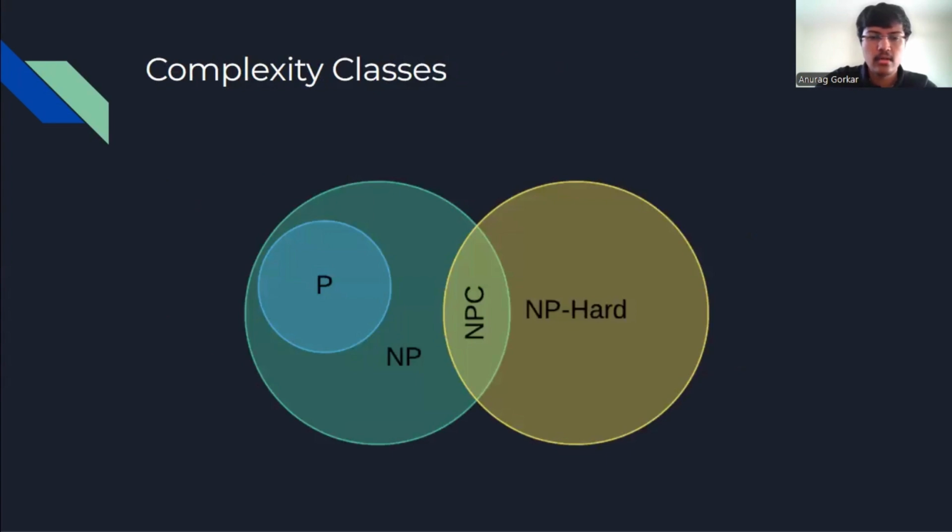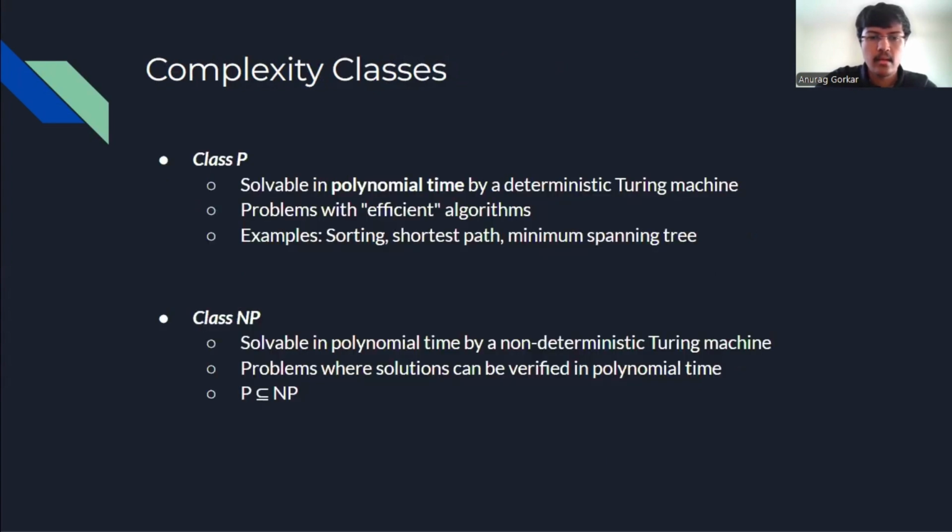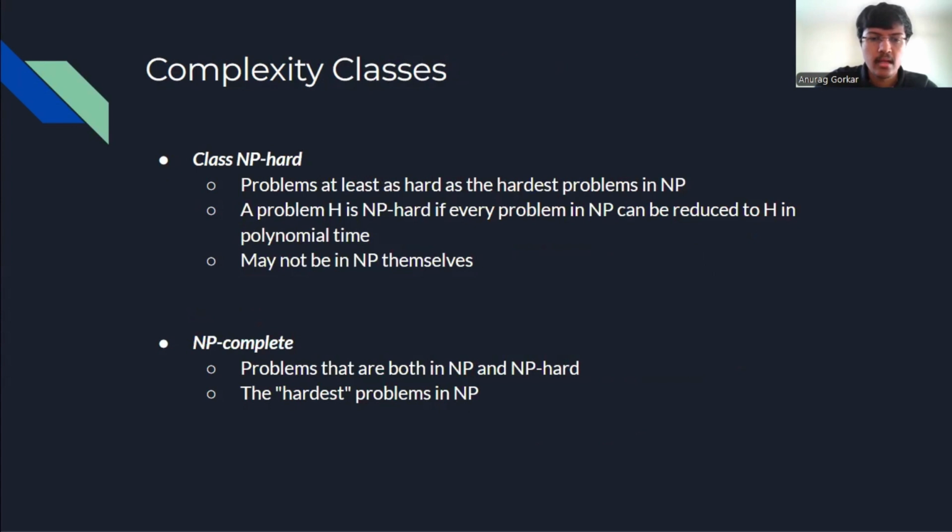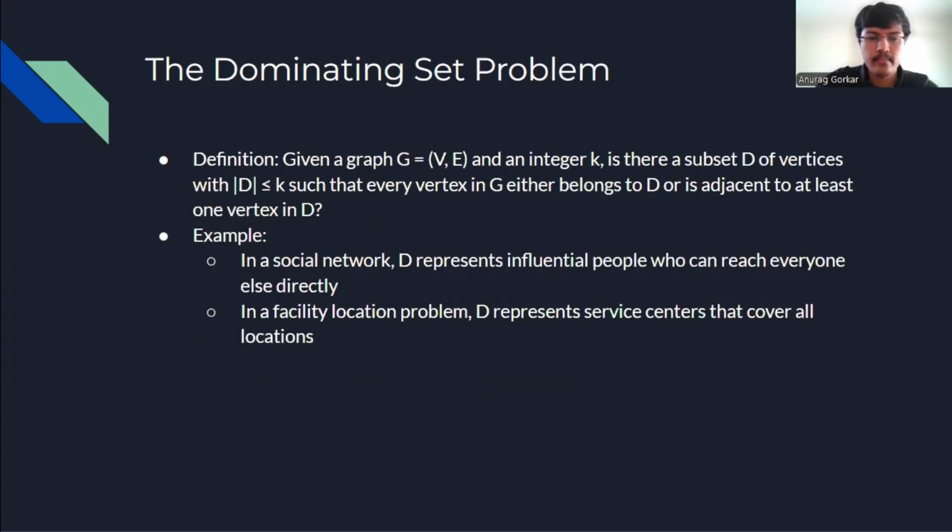Let's quickly review all these complexity classes. Class P problems can be solved in polynomial time. Think of sorting or finding shortest paths. NP includes problems where a solution can be verified quickly, even if finding one is hard. Then we have NP-hard problems, the hardest problems in NP, and NP-complete, which are both in NP and NP-hard. Dominating set falls into this NP-complete category, which we will see shortly.